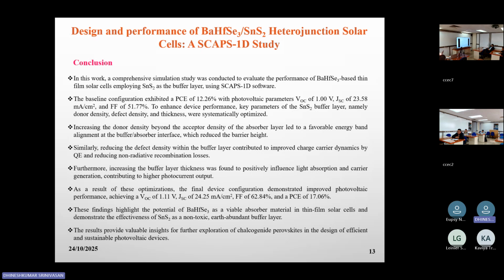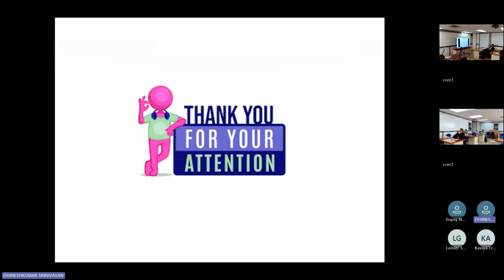As a result of optimization, the final device achieved an efficiency of 70.06 percent, and these findings highlight the potential of barium hafnium selenium as a viable absorber material in thin film solar cells. It demonstrates the effectiveness of SnS2 as a non-toxic, earth abundant buffer layer, and these results provide valuable insights for further exploration of chalcogenide perovskite designs for efficient and sustainable photovoltaic devices. And thank you for your attention.